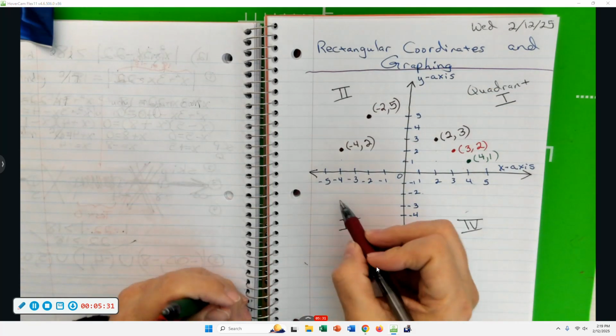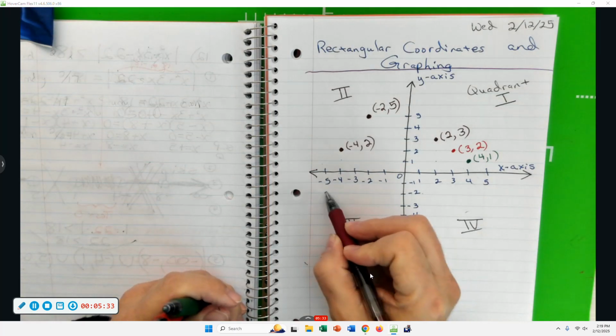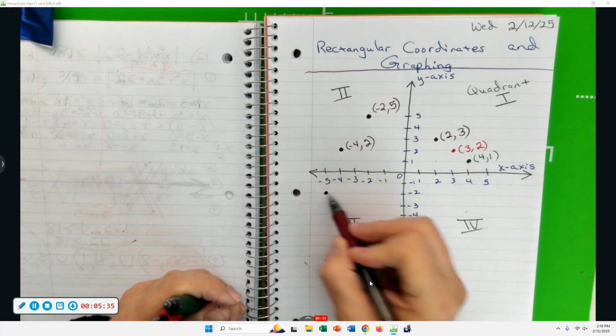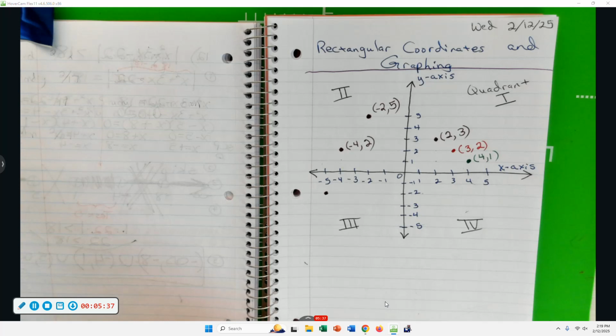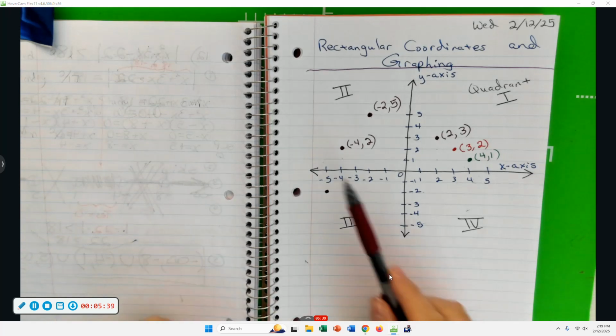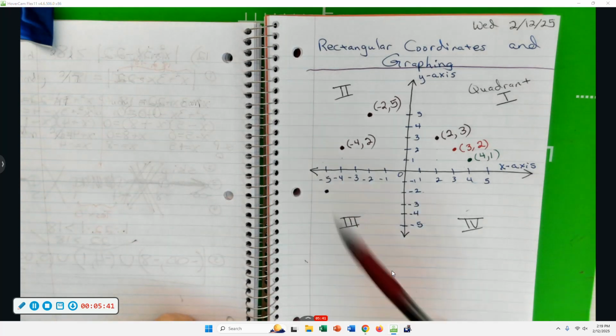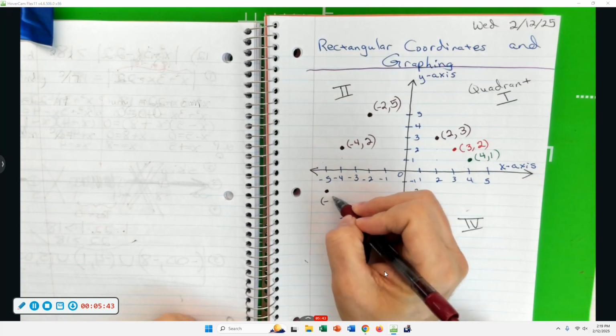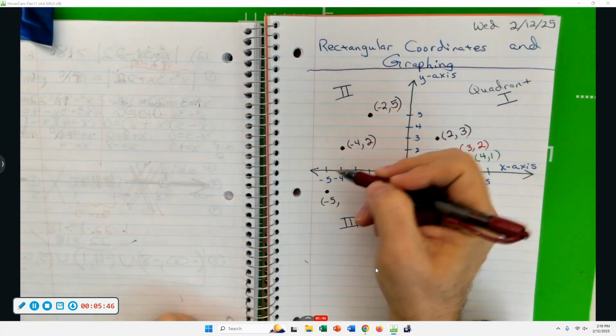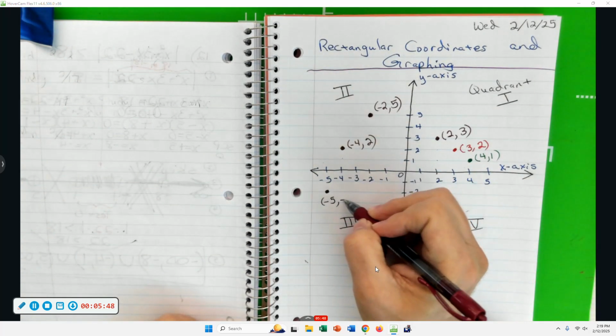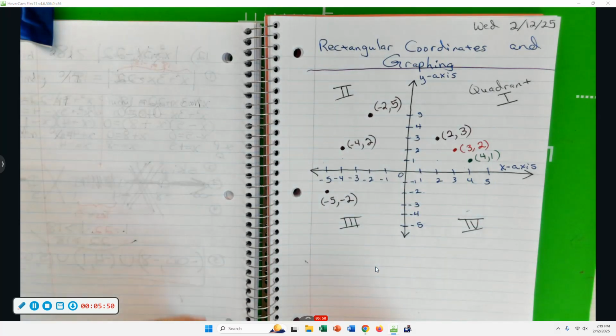What about this point right there? What would that spot be in the third quadrant? Okay, I agree. You'd go left 5, so the x-coordinate is -5. The y-coordinate, you go down 2, so (-5, -2).